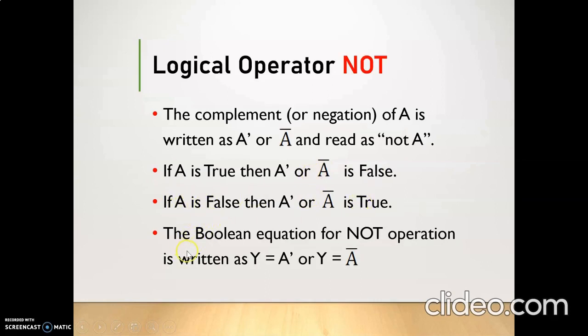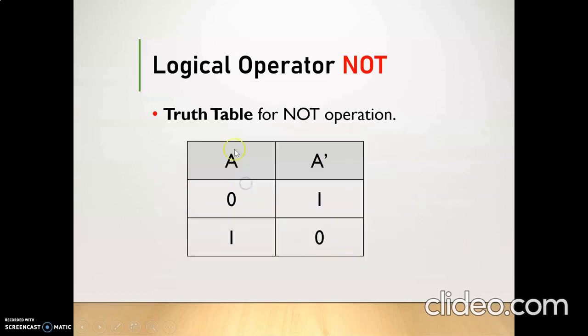So the Boolean equation for NOT operation is written as Y equals A prime or Y equals A bar, like this. And for the truth table for NOT operation, we have only 2 rows here. Why 2 rows? Because we have only one variable as input. So we only have two possible inputs, that is when A is 0 or when A is 1. When A is 0, A prime is 1. When A is 1, A prime is 0.